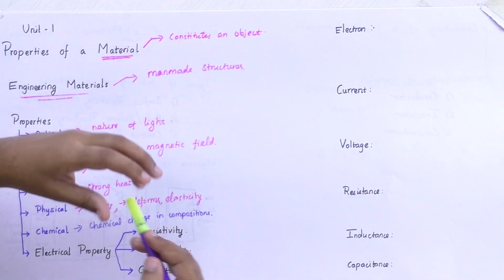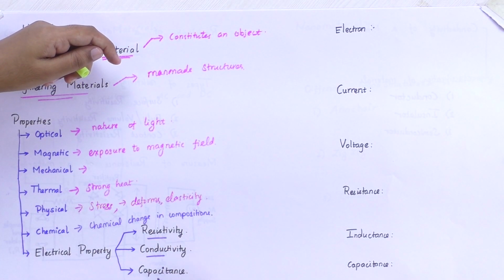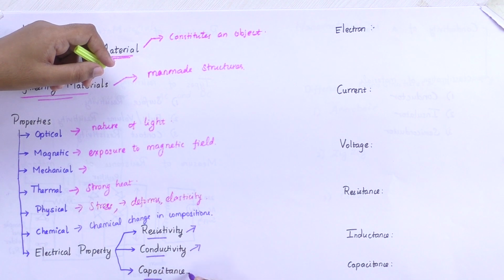So as a BEEE paper, we will be studying only the electrical properties of a material. In the electrical property of a material we will be studying voltage, current, everything. Simply, electricity means current and voltage. But beyond that, there are certain properties which a material can have. The first are resistivity, conductivity, and capacitance. If the resistivity, conductivity, or capacitance of a material varies, then the total nature of the material changes. So we need to test the quality of the material in terms of electrical properties.